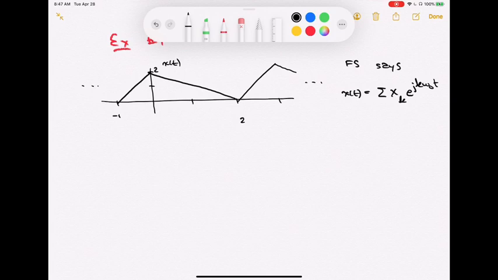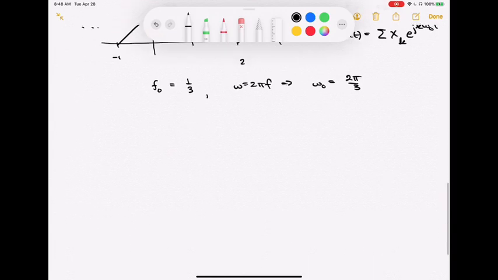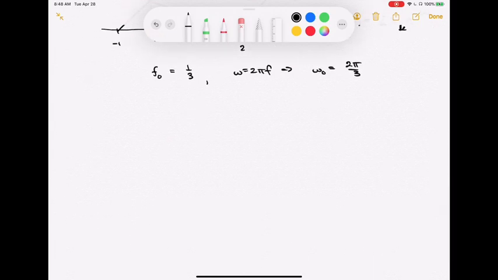In this particular case, the underlying fundamental frequency in Hertz is 1 over its period, so 1 over 3 seconds. We know that omega equals 2 pi f, and so that tells us that our omega naught is 2 pi by 3. Everything we do with our Fourier series is in terms of knowing the underlying fundamental frequency. So in this case, we have a fundamental frequency of 2 pi by 3.